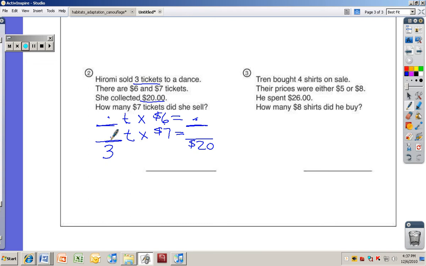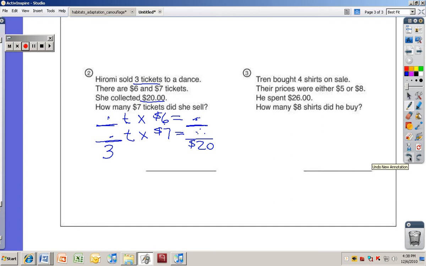And that would leave 1 ticket for here. 1 times 7 is 7. And 12 and 7 makes 19. That doesn't quite work. So let's try switching the 2 tickets over here. 2 times 7 is 14. And then 1 times 6 is 6. 6 and 14 makes 20. So that works. In fact, I'm going to undo this and do this again.